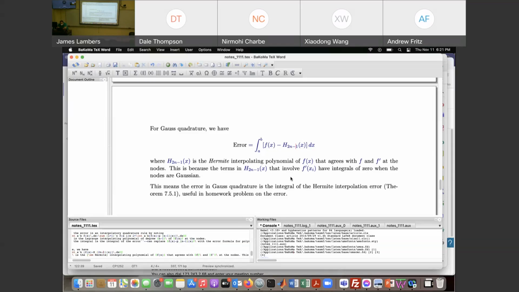Now, in general, the f prime terms when you integrate them will not go away. It's only because we have Gaussian nodes that come from the roots of an orthogonal polynomial that these strange things happen: how we can use the Hermite interpolant here, and how the weights can be the integrals of Lagrange polynomials and their squares. All fall out from orthogonality.